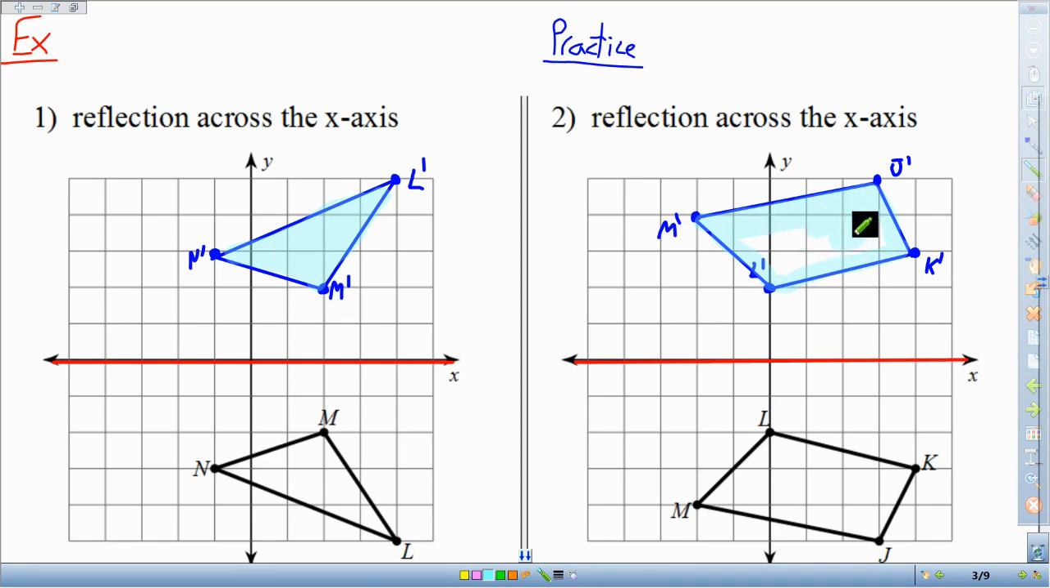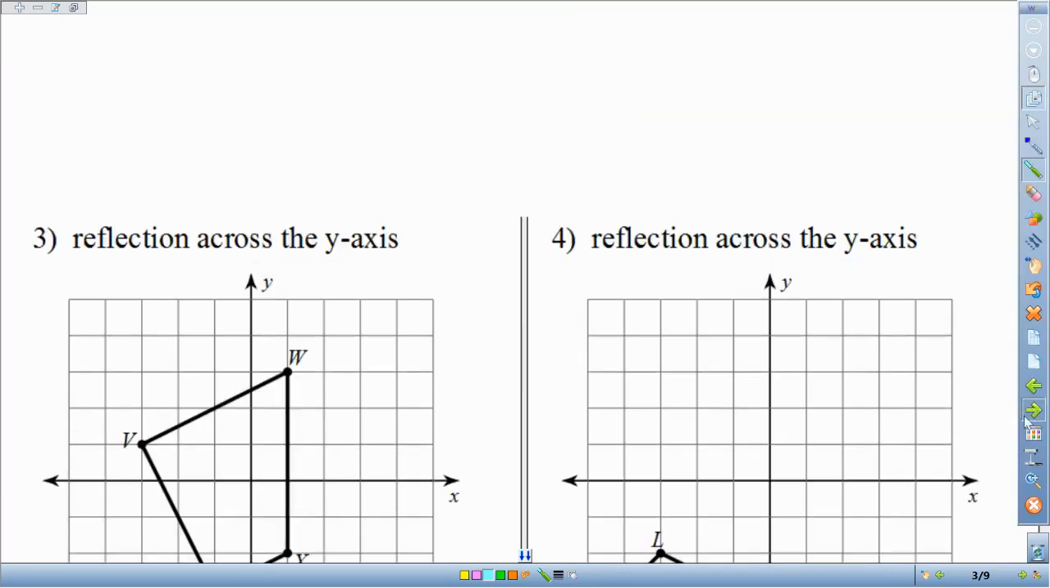Okay, and this is kind of the basic idea of reflections. The only thing that's going to change throughout this lesson is the line that we're reflecting over. As long as we know where that line is, the reflection part is really simple. Understanding where the line is can get a little tricky, so that's going to be our focus. Okay, so let's keep moving.